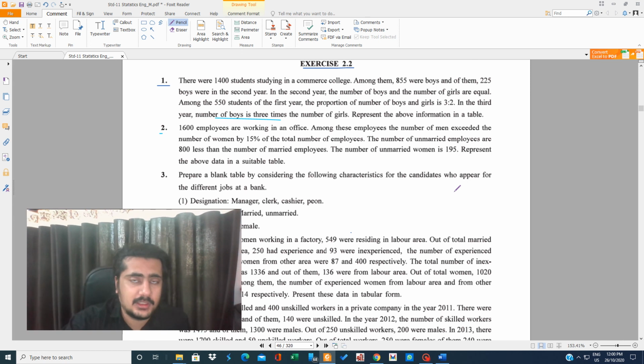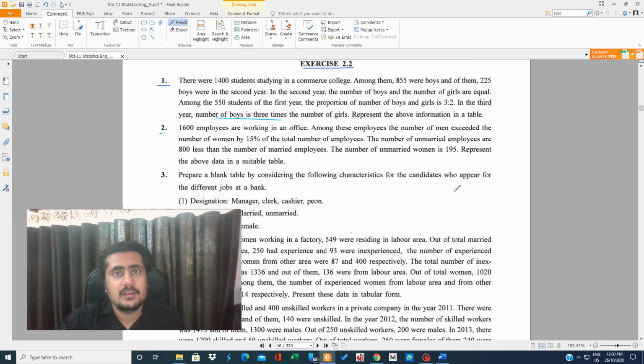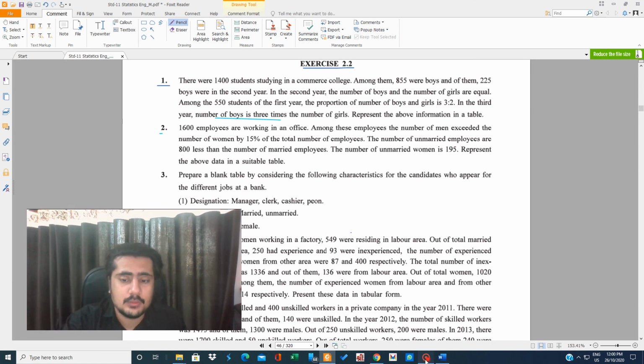So just think about what I have read. How many variables are there? How many rows should be made? How many columns should be made? That would be the first thing kept in mind.